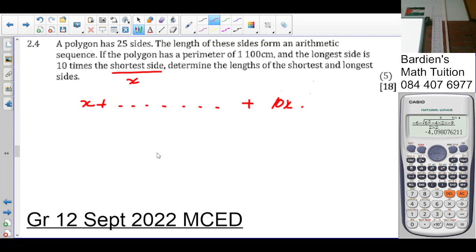So if the perimeter is 1100, that means to say the sum of all these different lengths adds up to 1100. You all okay with that?